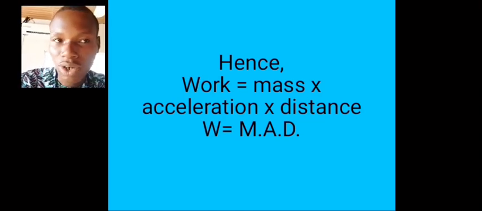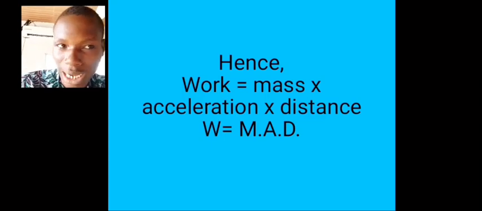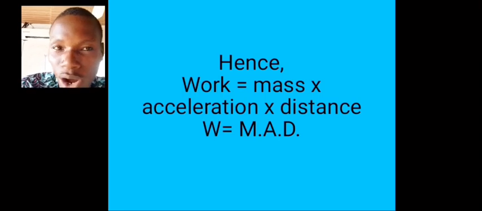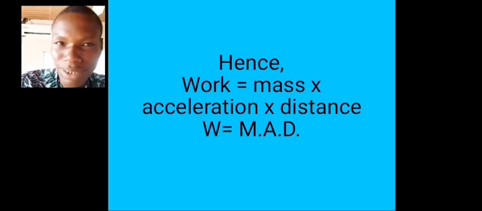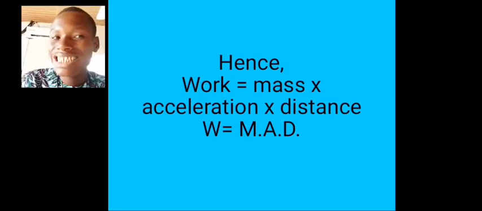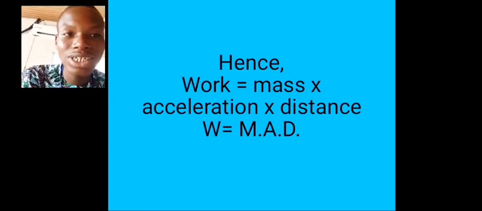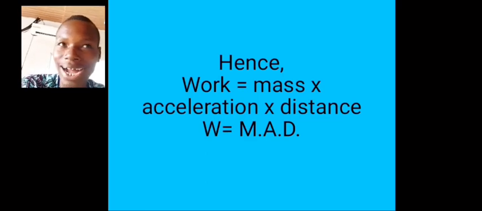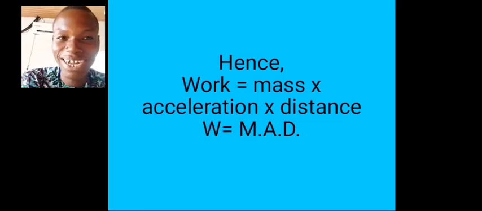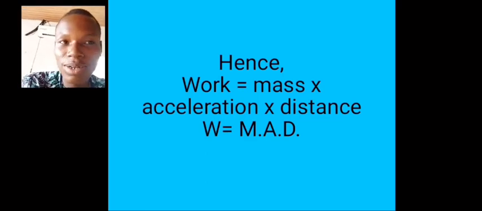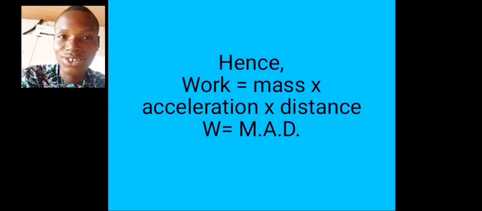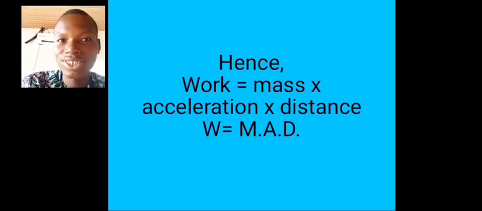Now, I said work done is what? Force times distance. And force is mass times acceleration. So, work done is what? Mass times acceleration, which represents force, times distance. Hence, work done is equal to MAD. Popularly called mad, but no one is running mad here. It is just an acronym for you to remember the formula for work done. The work done equals MAD: mass, acceleration, and distance. Are you still with me?